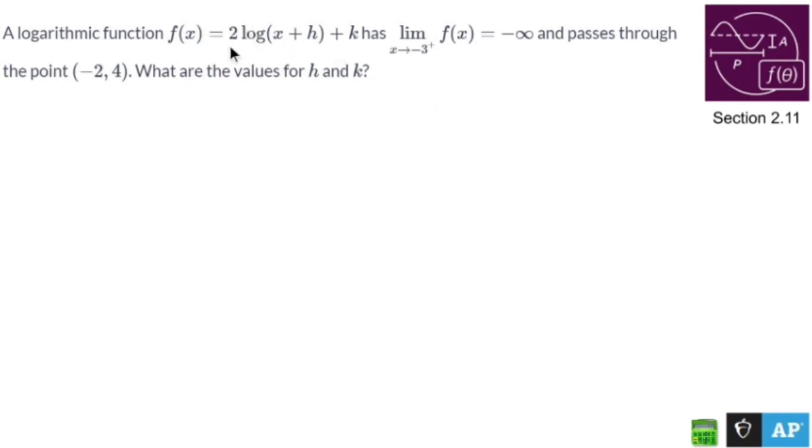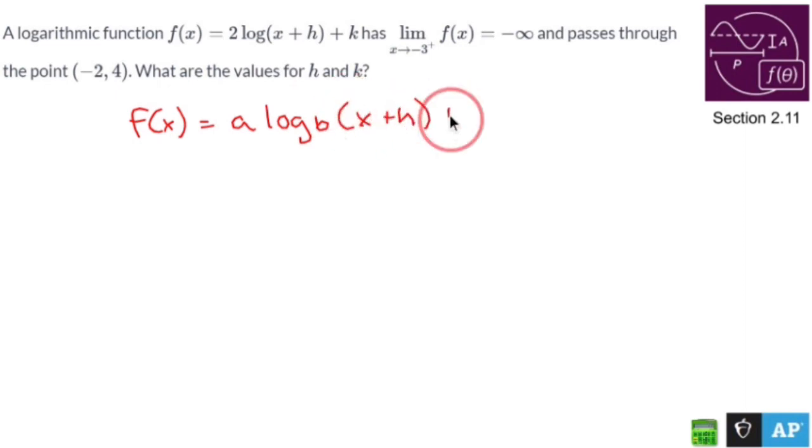Whenever I have to deal with graphing logs and it looks like that, I'm going to compare it to its actual form, f of x equals a log base b of x plus h plus k. It's actually x minus h. Pardon me. That does change things here.